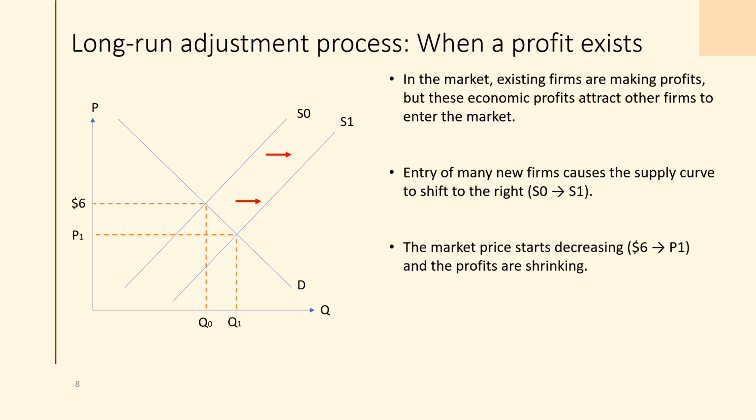So let's move to the market level. When firms are making profits, new firms are attracted to enter the market. As new firms enter, the market supply curve shifts to the right from S0 to S1. This increase in supply causes the market price to fall from $6 to P1. As the price decreases over time, profits begin to shrink.